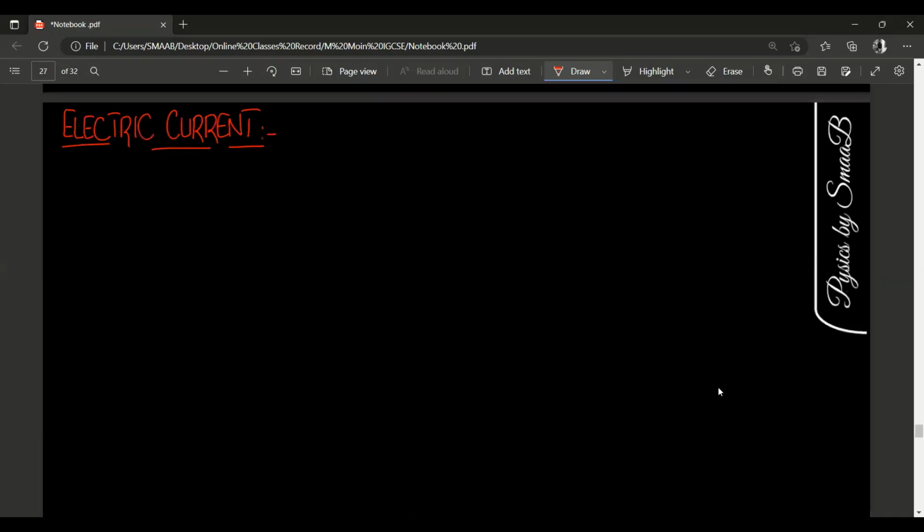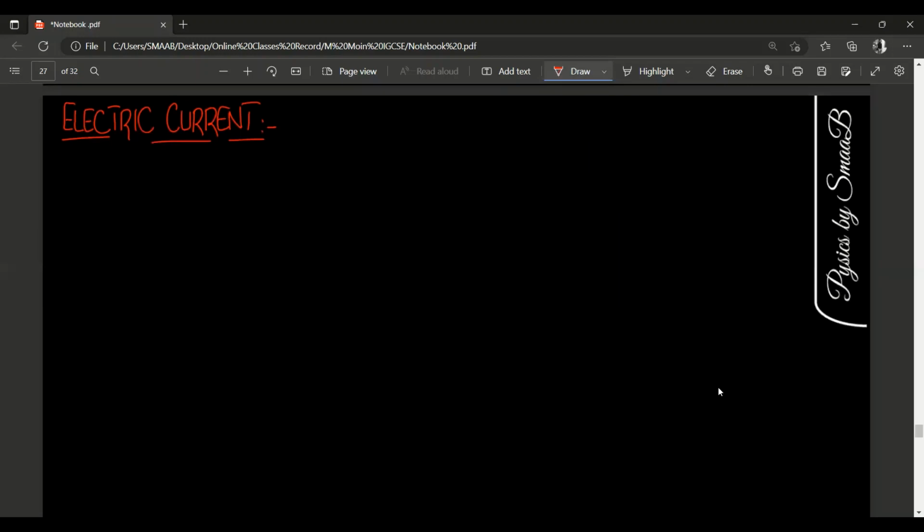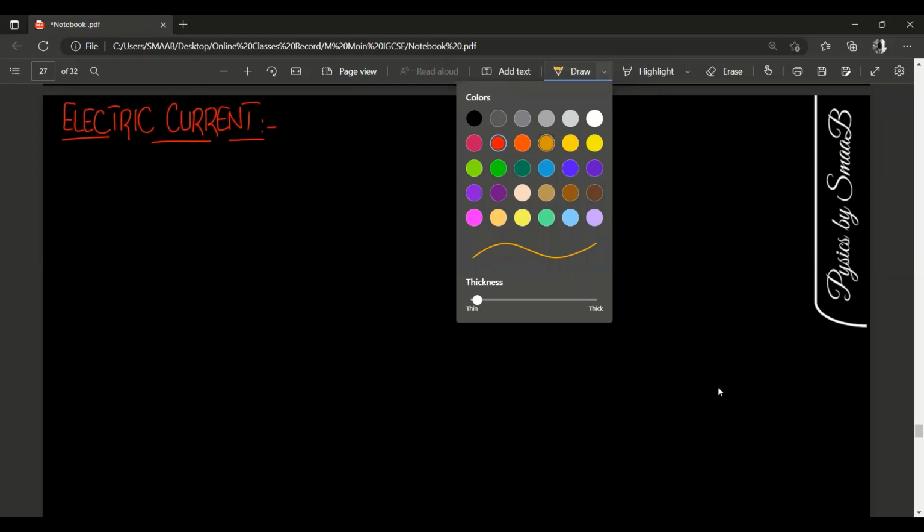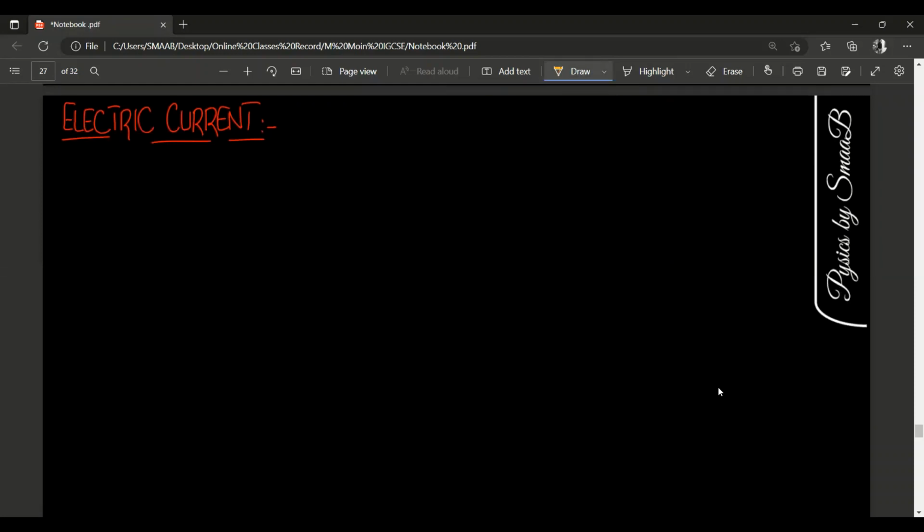So when we discuss the motion of charge, first of all, let us define electric current. The word current can be used in our daily life also. Current basically tells you about the flow of anything, right? So in this particular topic, it is related to the flow of charges.